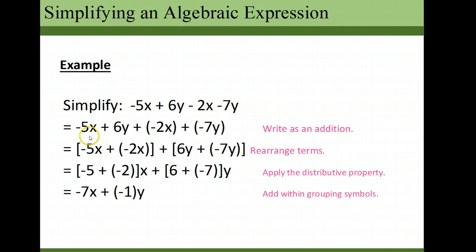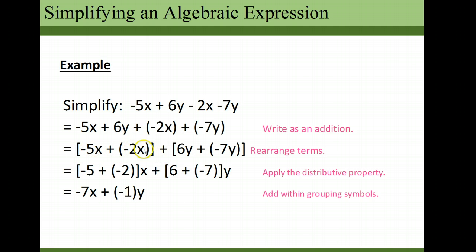We can only add apples to apples and oranges to oranges. So the apples, the x's, we're going to put together all in one box. And the oranges, the y's, we're going to be grouping together here in one big box. Again, making use of commutativity of addition as well as associativity.